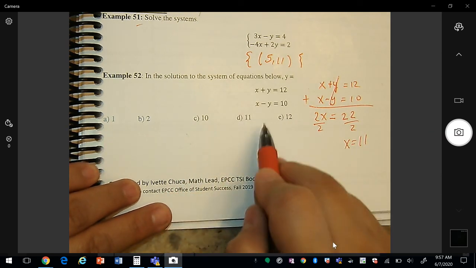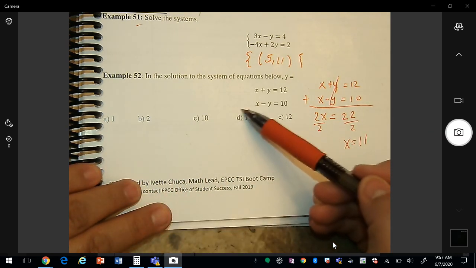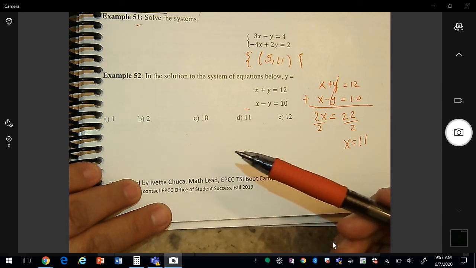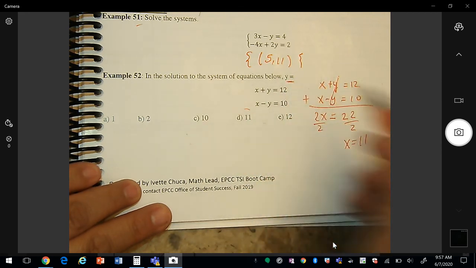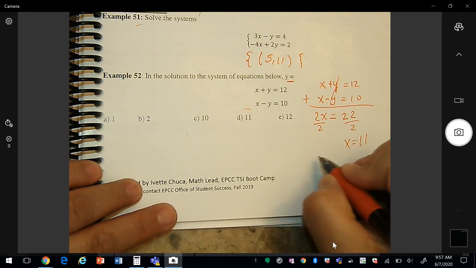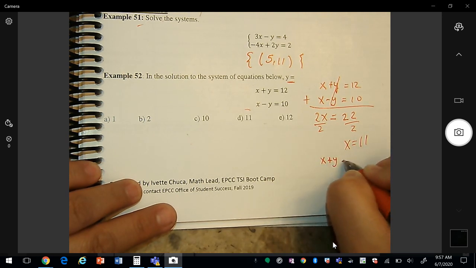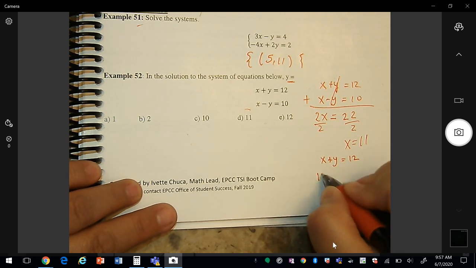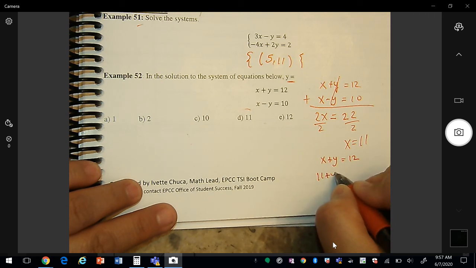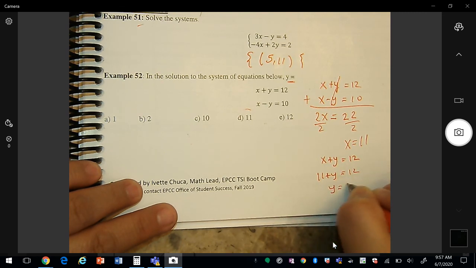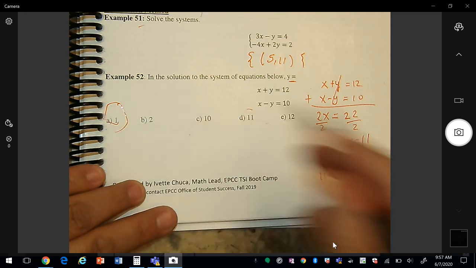So sometimes we don't read the question again, so I might circle the 11, but this will be incorrect because they're asking for y. So always make sure to read the instructions one more time just to make sure. So if x is 11, then y is going to be equal to 1. So my answer is actually letter A.